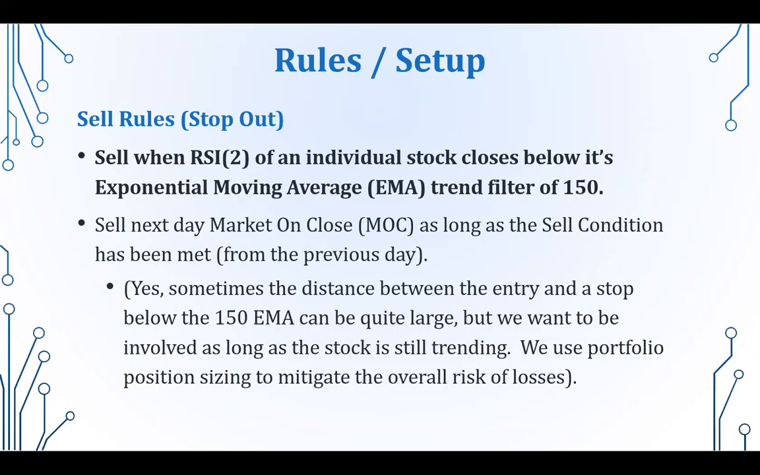Now our rules for stopping out: we want to sell when the RSI-2 of an individual stock closes below its exponential moving average trend filter of 150. That's essentially what we use. We're going to sell the next day, market on close, as long as the sell condition has been met from the previous day. I know some people might be wondering, sometimes the distance between the entry and a stop below the 150 EMA can be quite large. I'll show you an example of that later. But we want to be involved as long as the stock is still trending. We use portfolio position sizing to mitigate the overall risk of losses.